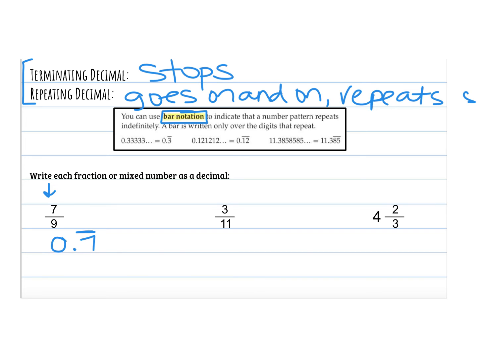3/11ths. So if I do 3 divided by 11, I get 0.272727. So then the bar would go over both the 2 and the 7, because the 2 and 7 are both repeating.